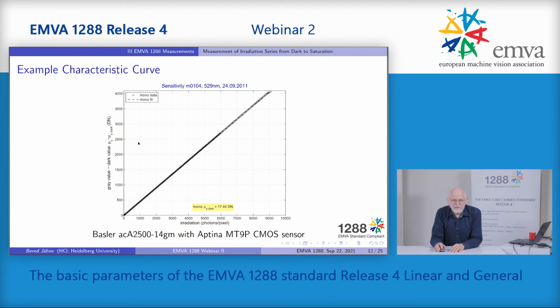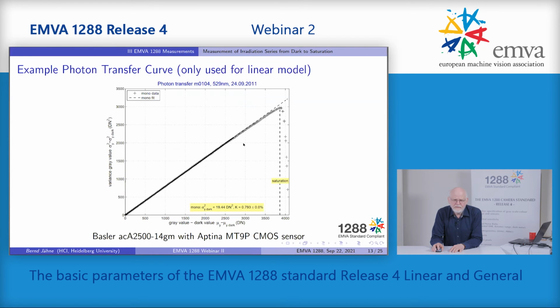Okay, so let me just show you a characteristic curve here for a linear camera. Here you have the irradiation in photons per pixel, which goes from about 0 to 10,000. And then you have the photo-induced gray value, that means a gray value minus a dark value. And you see a perfect linear relation here for this linear camera. The photon transfer curve in such a case is also quite nicely linear. So the variance of the signal is in a linear relation to the mean output signal.